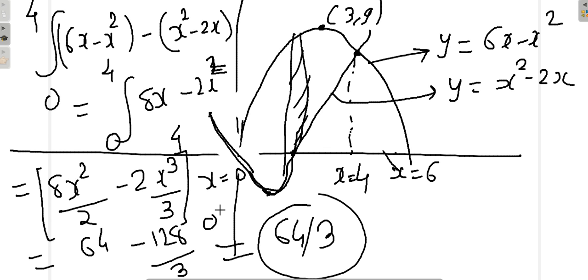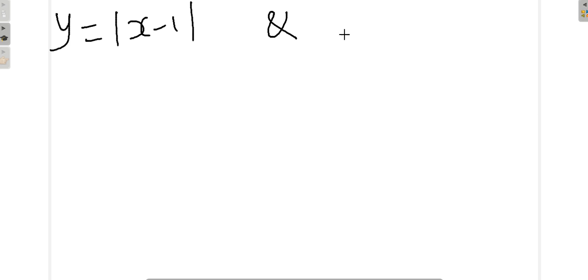Okay. Now let us do a typical sum on modulus functions. Find the area of the region bounded by the curve y equal to mod x minus 1, and these are tricky sums. Modulus function is not so easy to understand.